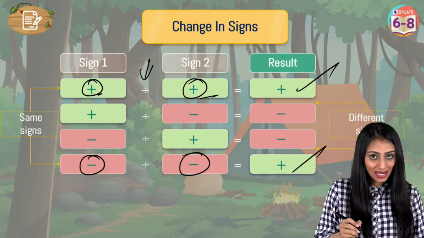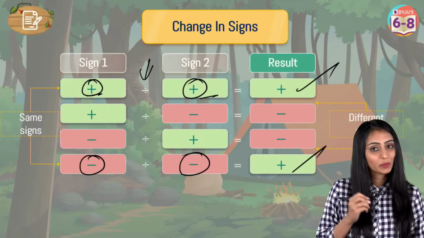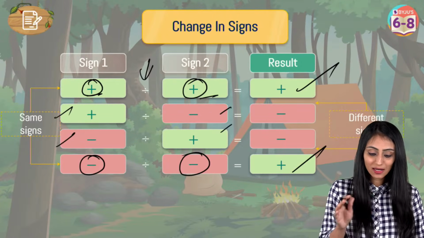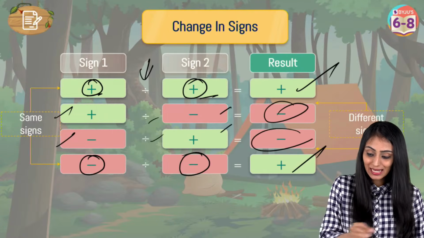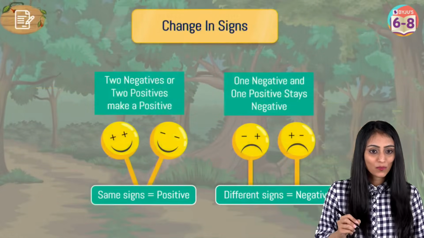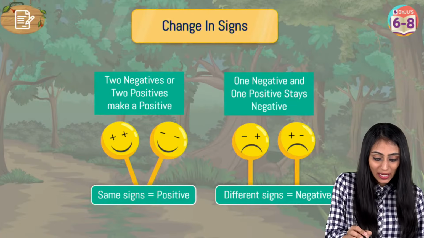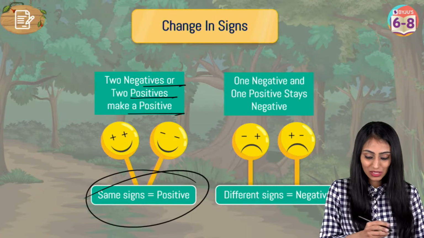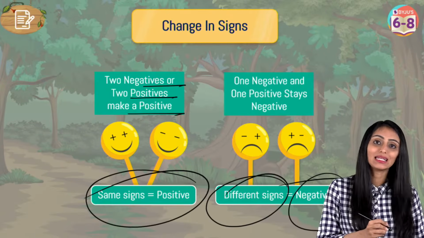If the signs are same, when you are dividing numbers, your result would be positive. But if the signs are different, you can see here, signs are different, you are dividing them, result would be negative. So what is the crux? Two negatives or two positives make a positive. Same signs will give you a positive result, different signs will give you a negative result.